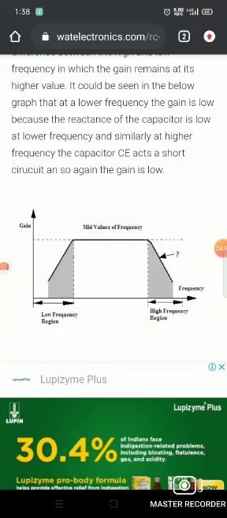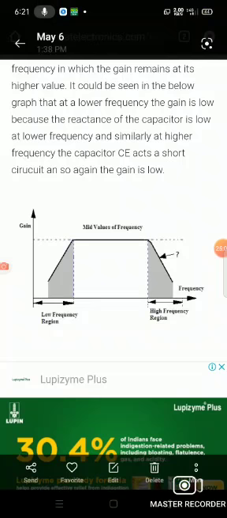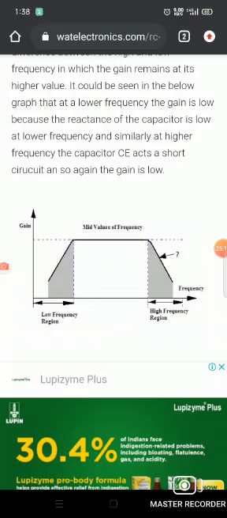And this concept is only mentioned in your syllabus, that is, the frequency response of the amplifier circuits. So this graph is enough for that syllabus concept. There is no need to take the multi-stage amplifier frequency responses, right?